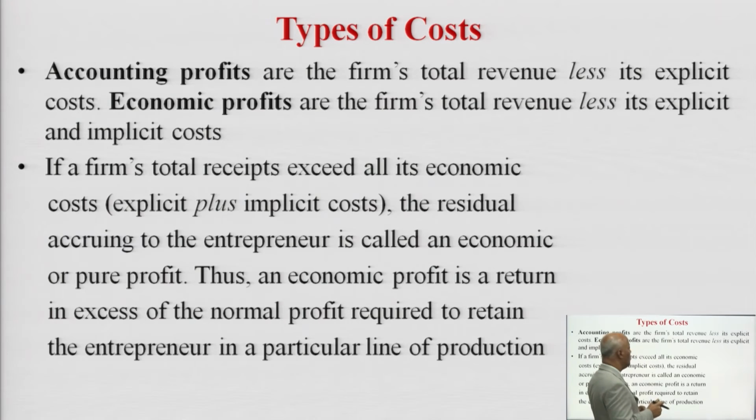Now, coming back, there are two concepts that business managers should also know: accounting profit and economic profit. While calculating the accounting profit, managers take into consideration two things, the total revenue and the total explicit cost. That means accounting profit is equal to total revenue minus total explicit cost. But for the economic profit, one should take both costs into consideration: total revenue minus total explicit cost plus total implicit cost, and implicit cost is nothing but the opportunity cost.